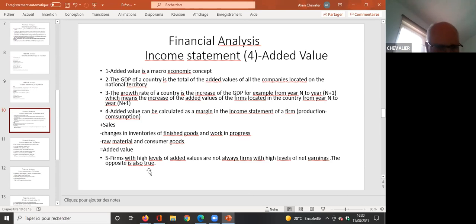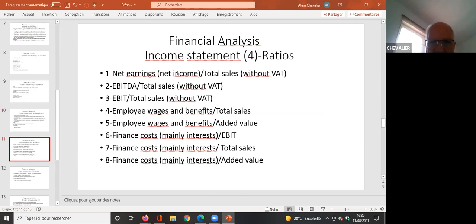Now let's move lower into the ratios. So we had already a short introduction of ratios with net working capital, operating working capital. We had 3 of them. We find more here, very classical ratios with a limited number of elements. The first one is net earnings on total sales.